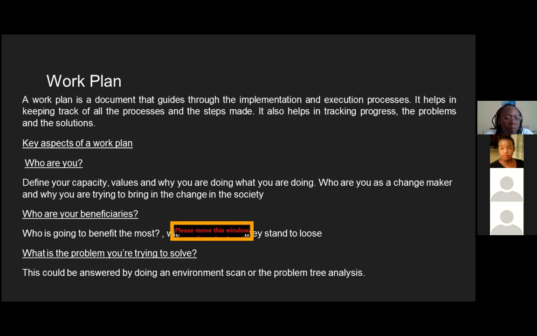And then what is the problem you're trying to solve? This could be answered by doing an environmental scan or the problem tree analysis, which is also a resource and a tool that you can use. It is very critical for you to really identify the problem and state it now in your work plan. So this is where you start, like the things you had been investigating, your findings in the field, you start putting them in the work plan.